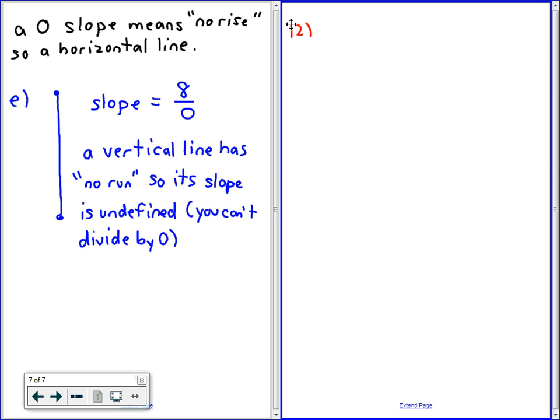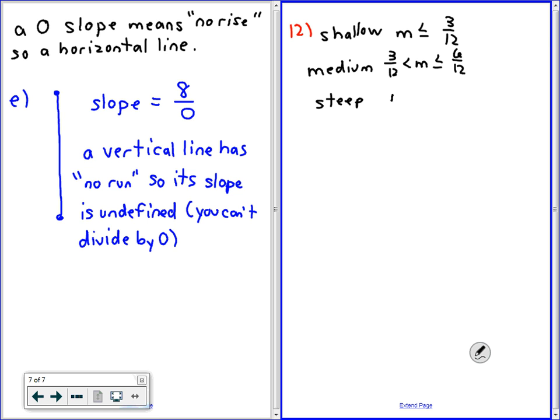Okay, so this one's easier than it should be. So it says shallow. The words in this just confused me. I said medium and steep. Okay, so this is the book trying to get an application of slope. We're doing nothing but application of slope today. So all they're saying is there's three types of roofs.